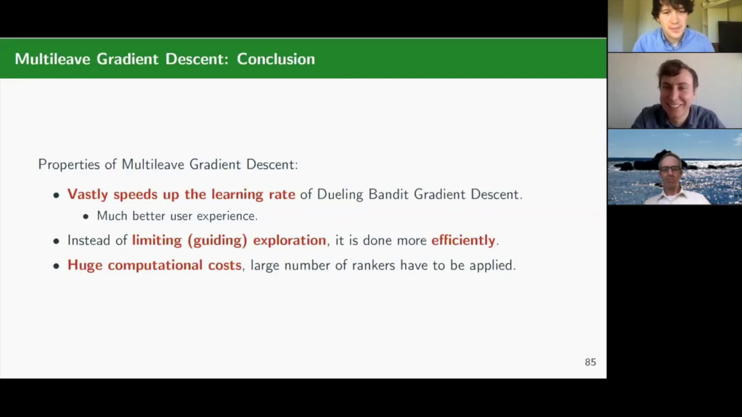The downside of this approach, though, is that we have really large computational costs. Because now we're not working with one ranking system, if you want to get the most out of this method, you will be having tens, maybe 50 ranking systems. So it's nice we can learn quicker, but we have to work harder for it. So this can really lead to practical problems.